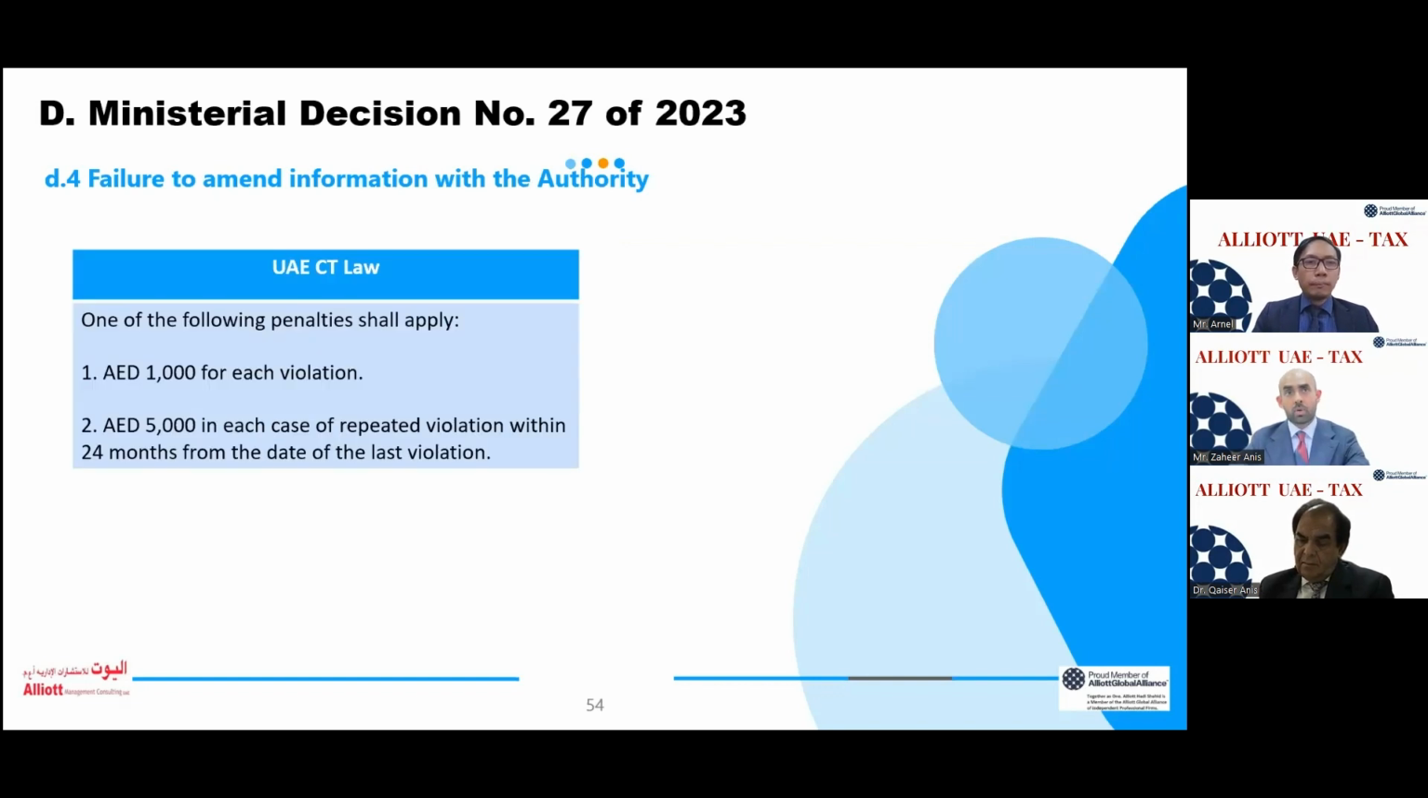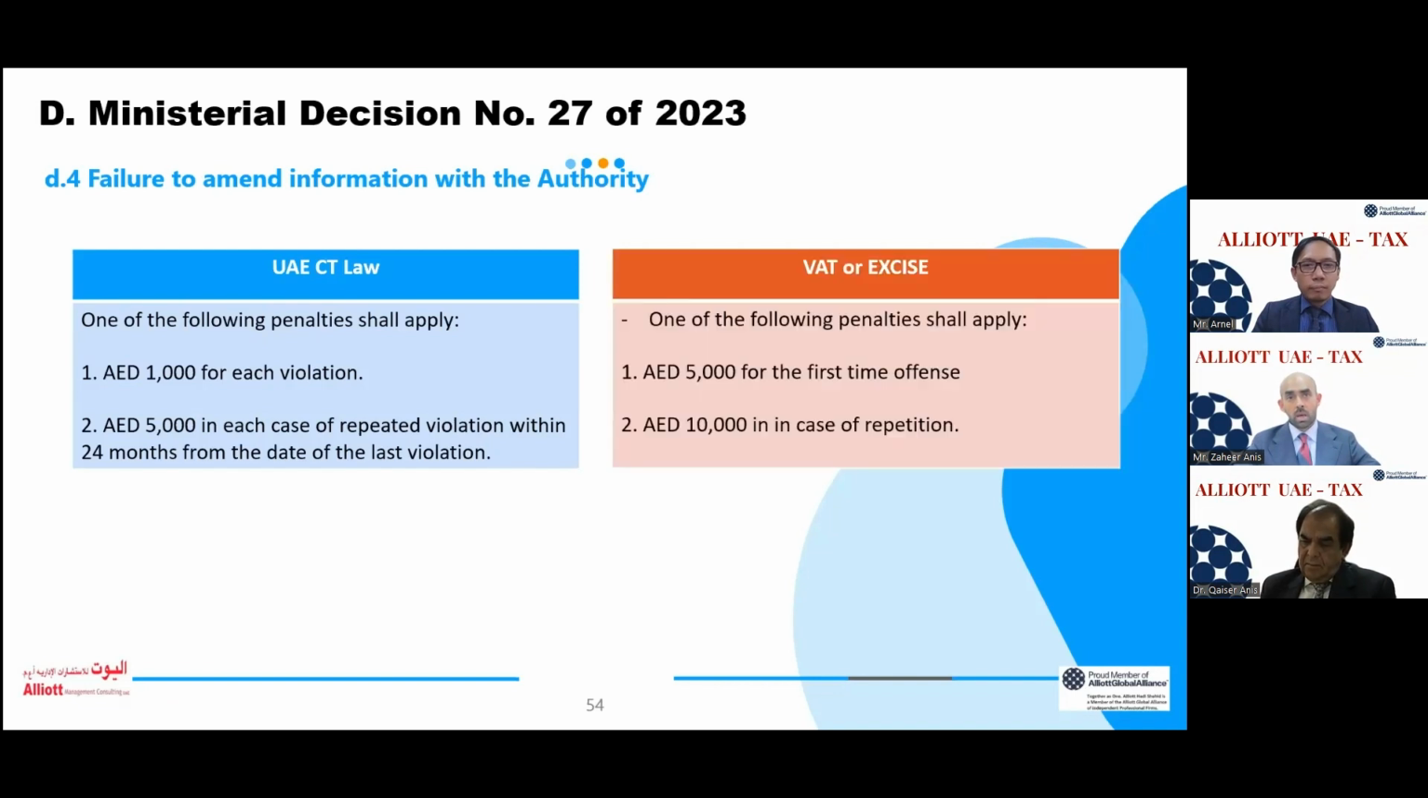And if you're failing to amend information, as Mr. Arnold mentioned, your various company documents or registration information, then the penalty shall apply 1,000 for each violation and 5,000 in case of a repeated violation within 24 months. And for VAT and excise, it is 5,000 for the first offense and 10,000 for a repetition. So that's what is being applied.